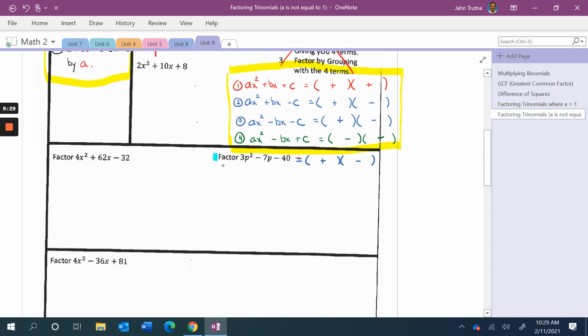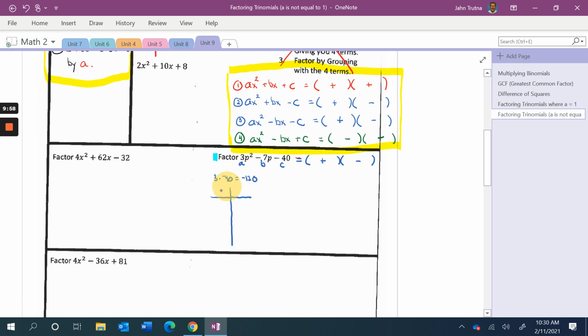Here's how you do it. Remember the A value is 3, the B value is negative 7, and the C value is negative 40. You multiply the A and the C value together. So you multiply 3 with negative 40, and that is equal to negative 120. Then after you do that, you make your factor T chart.